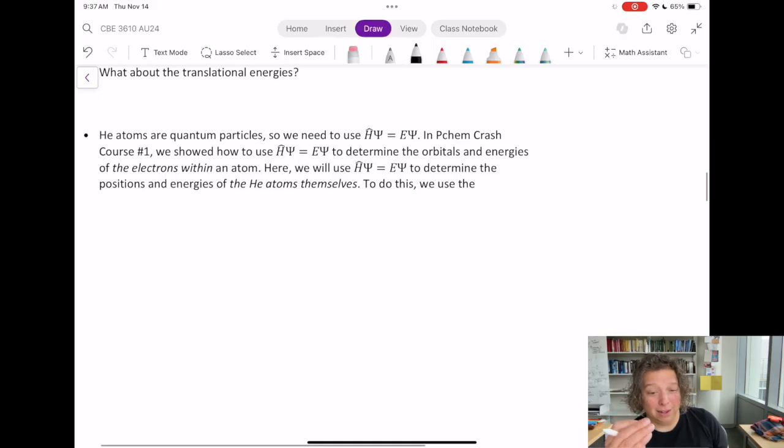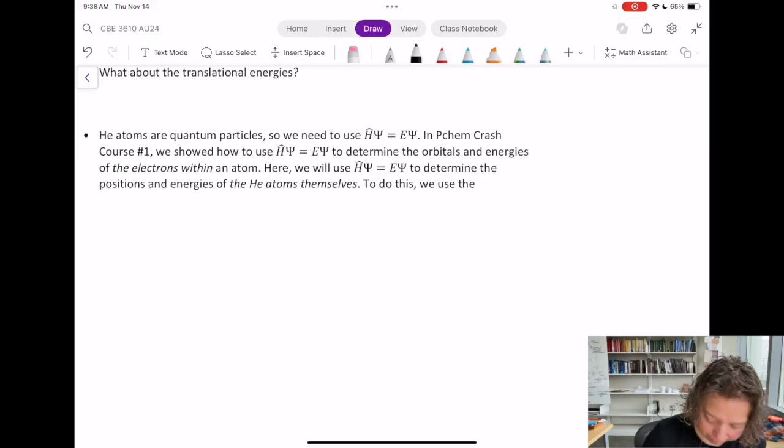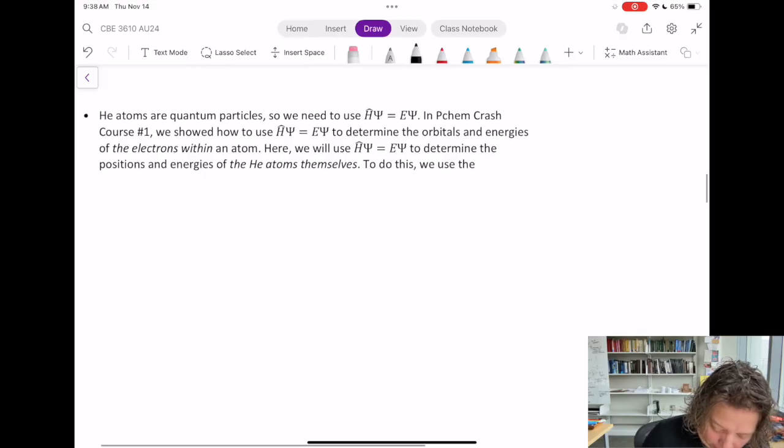How is it moving, right? It's moving pursuant to some potential. I'll show that in just a second. And the only way to describe those motions and the translational energies associated with them is to treat it quantum mechanically. So we need a model to do that. Treating it quantum mechanically, we're going to use H psi equals E psi.